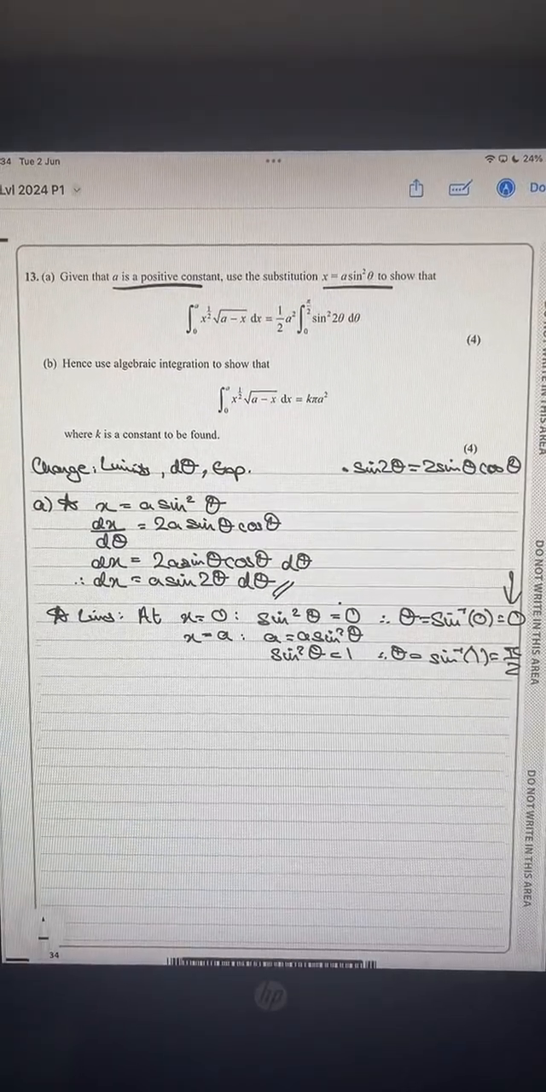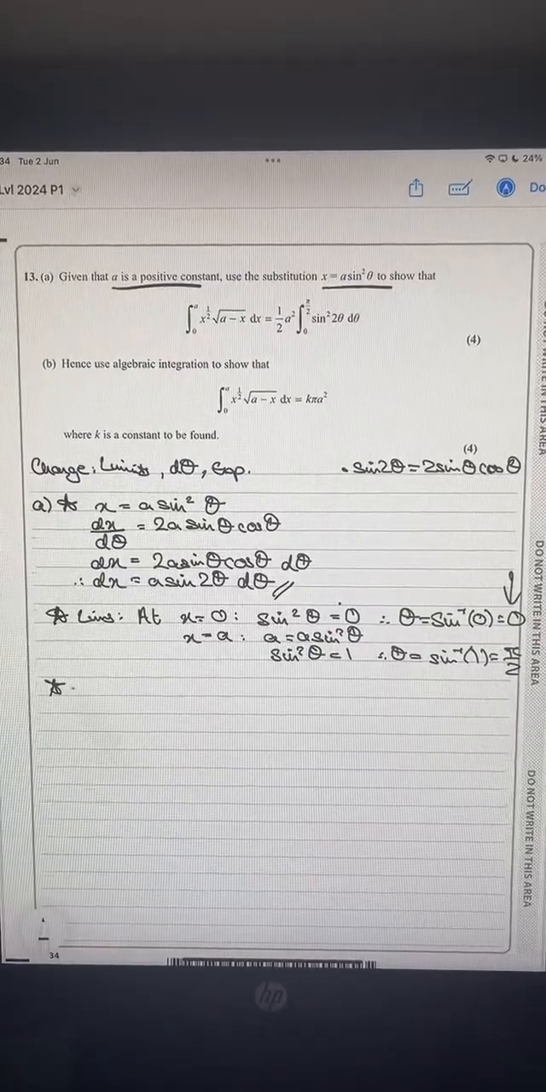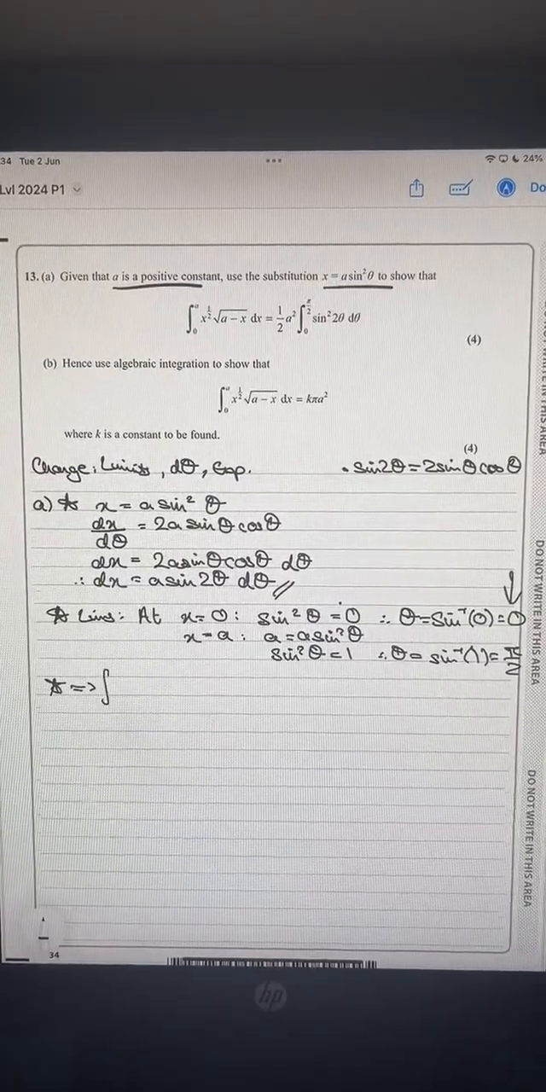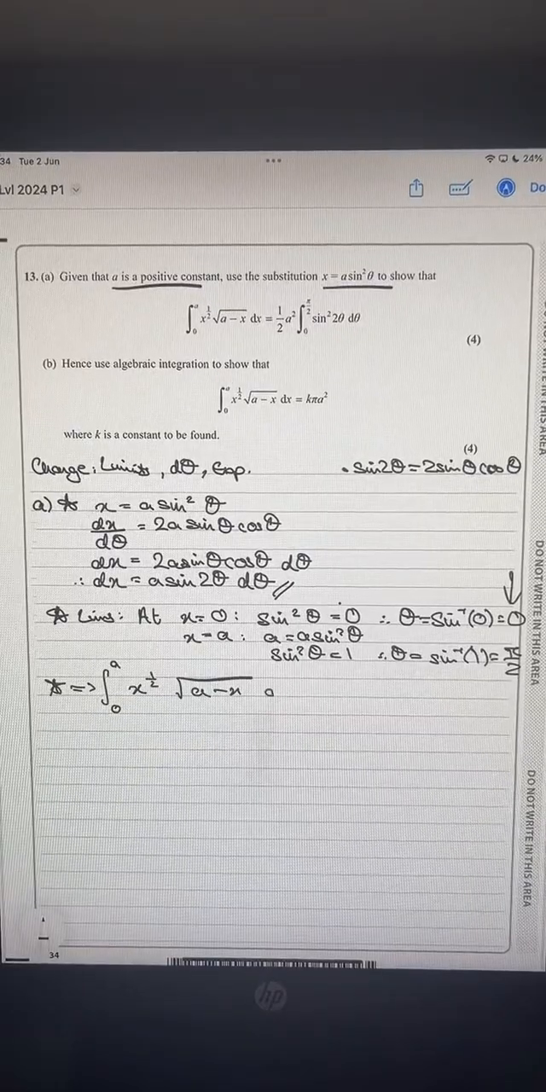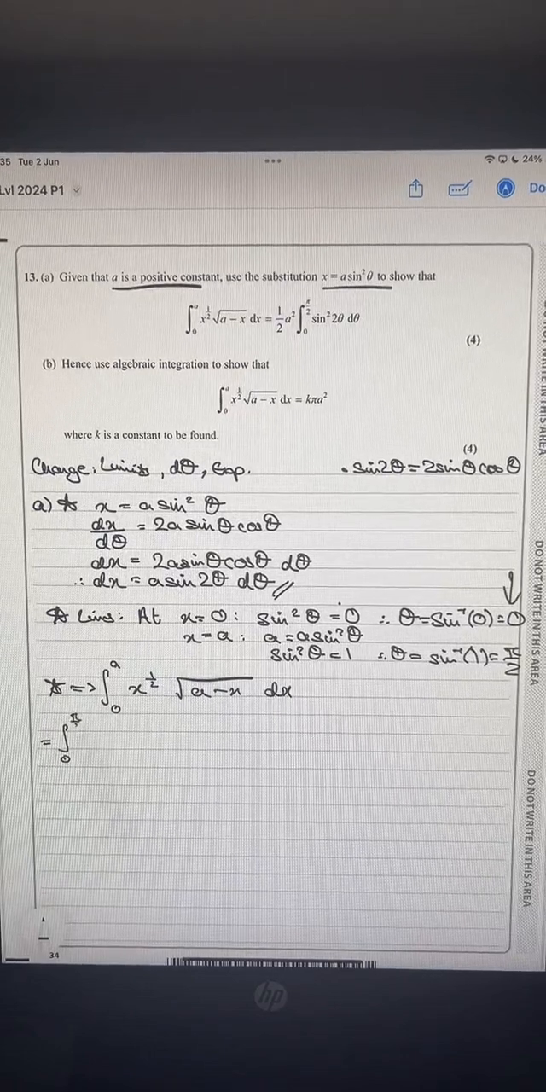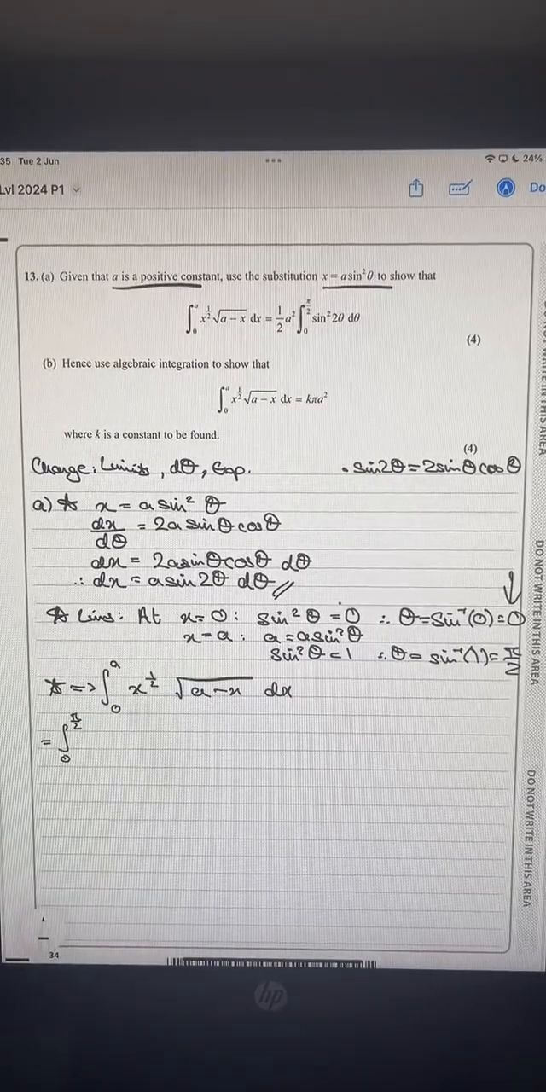And now I'm going to rewrite my expression. So we've got the integral from 0 to a. I'm writing the original thing first, x to the half of the square root of a minus x dx. If I rewrite that in terms of theta, I go from 0 to pi by 2, which were my new limits that I found. And then you do x to the half. So you know that x is equal to this, so you need to do this to the half.